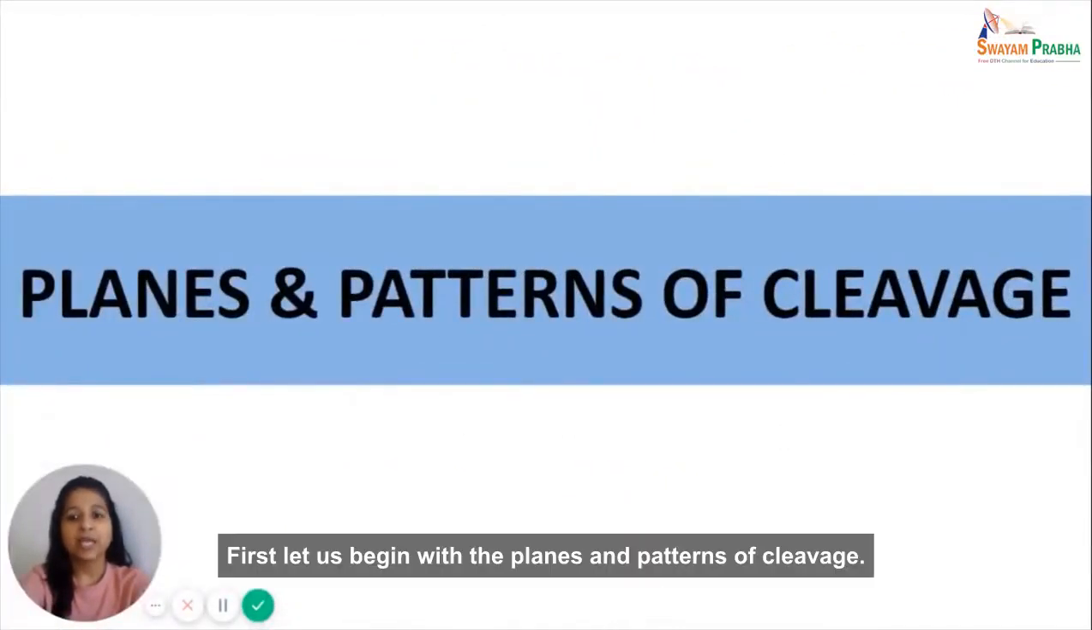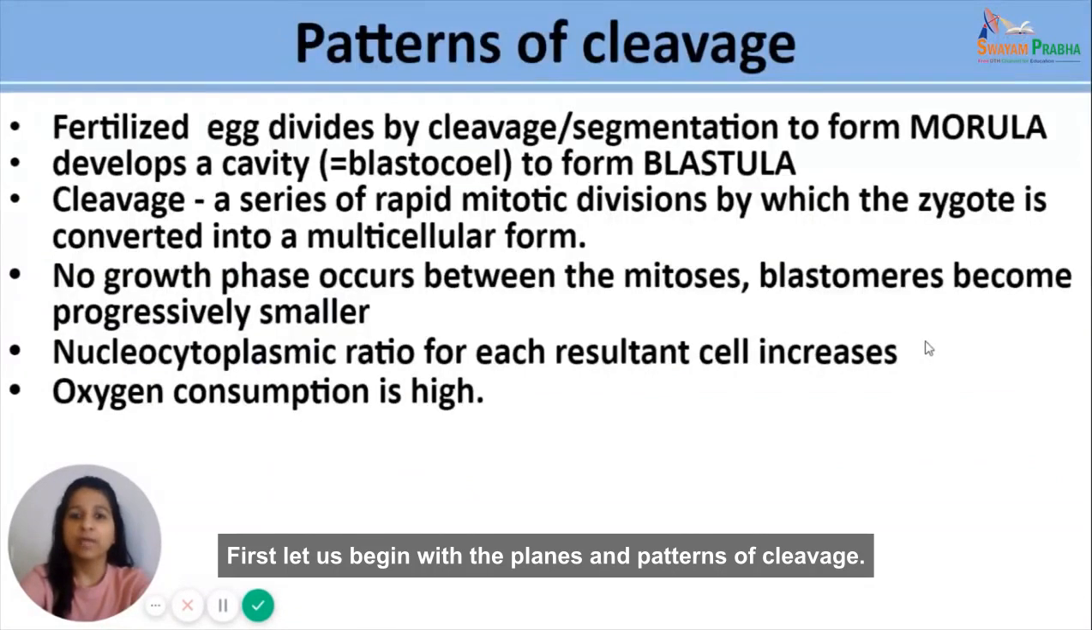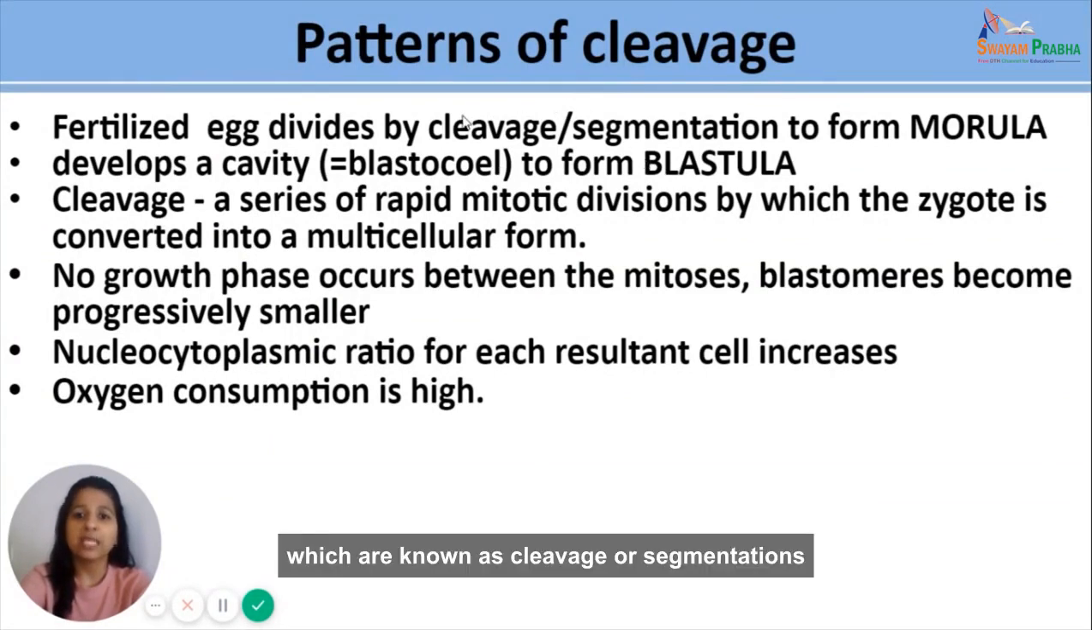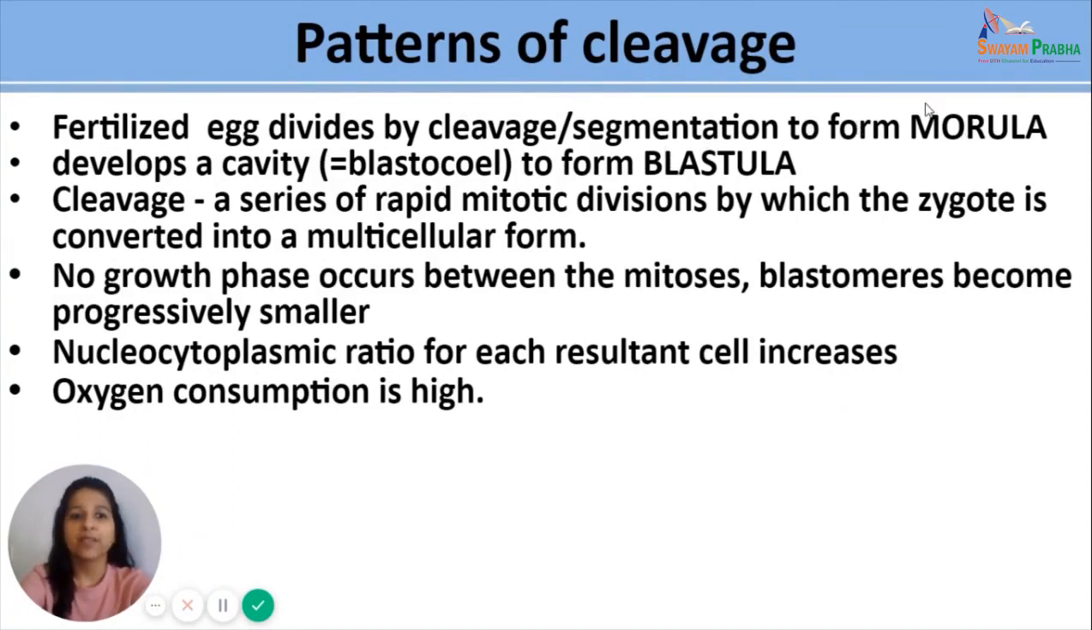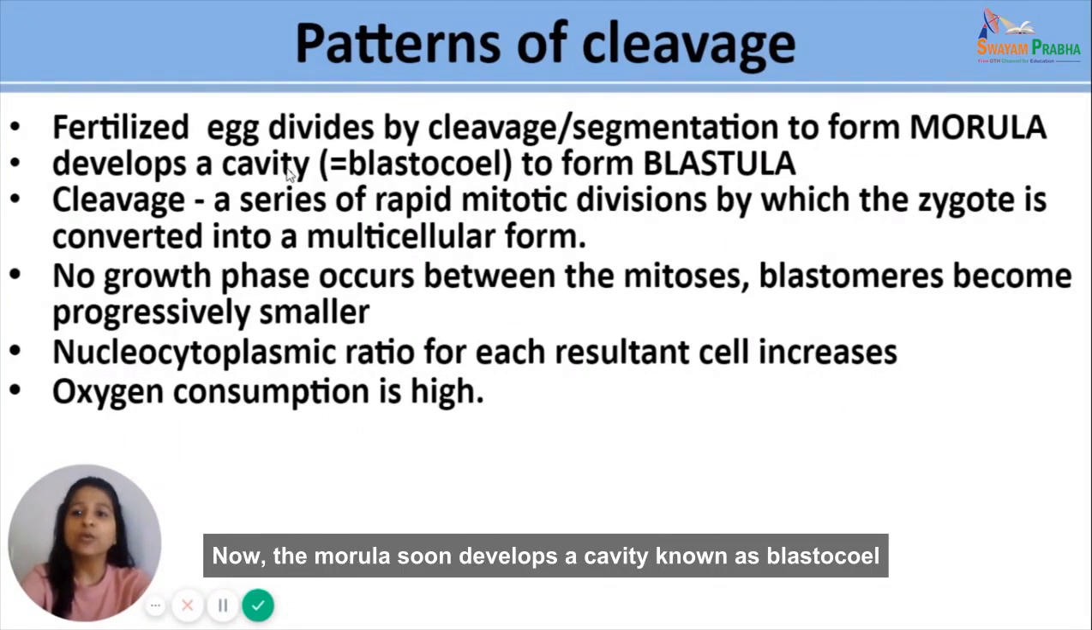First, let us begin with the planes and patterns of cleavage. So students, what do you mean by the term cleavage? After fertilization, the egg divides by a number of divisions, which are known as cleavage or segmentations, to form a solid ball-like structure which is known as morula. Now the morula soon develops a cavity known as blastocoele, and the next developmental stage so formed is called blastula.